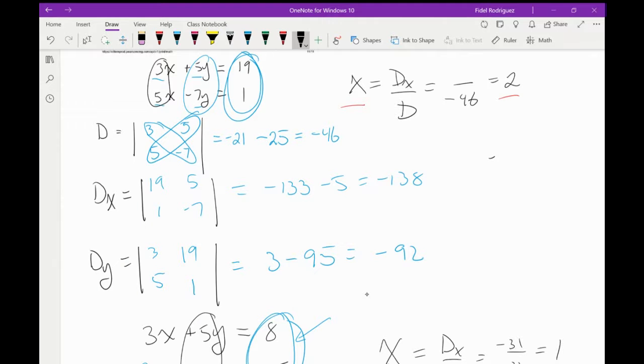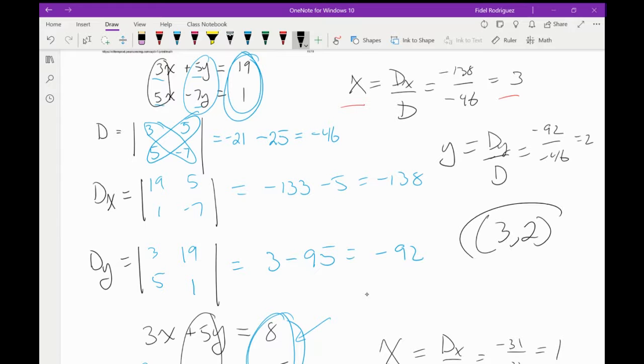This should be -138 over -46, which is going to give us the 3. And then the y is going to be dy over d, which is -92 over -46, which is a +2. Right, that's why our answer should be the 3, 2.